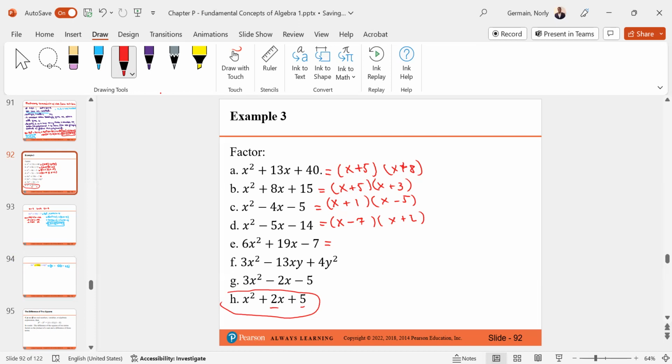So the only way to obtain positive 5 is positive 1 times positive 5, but positive 1 plus 5 doesn't give you 2. Or you can do negative 1 times negative 5, but negative 1 plus negative 5 doesn't give you positive 2. So this is prime. Not all trinomials can be factored, so you really need to remember that.